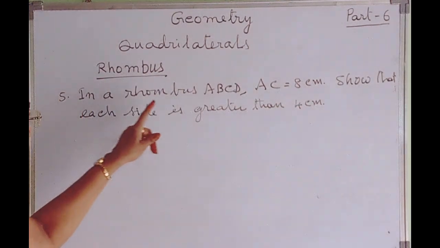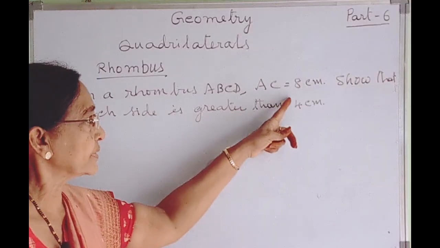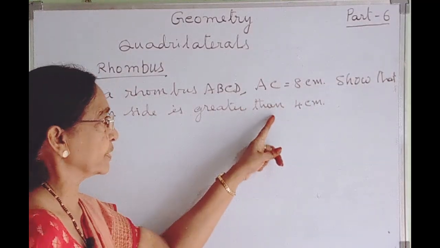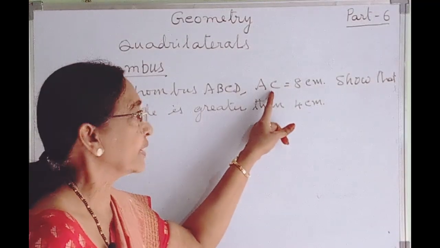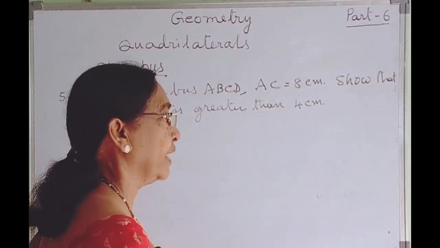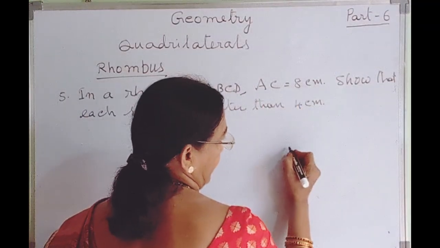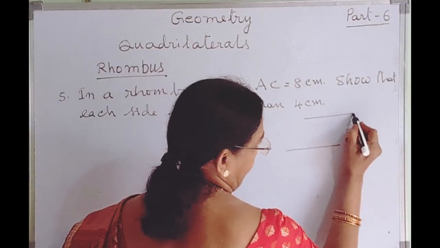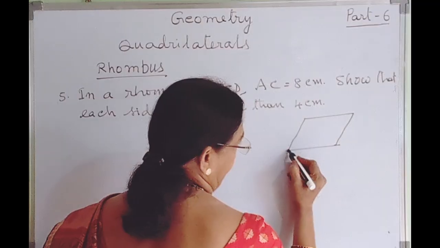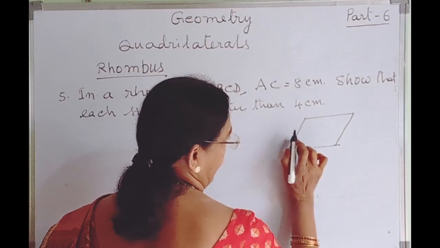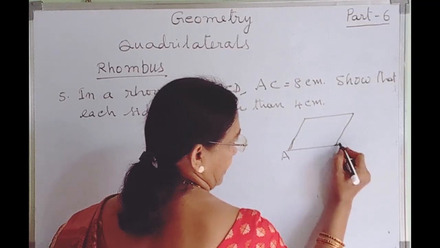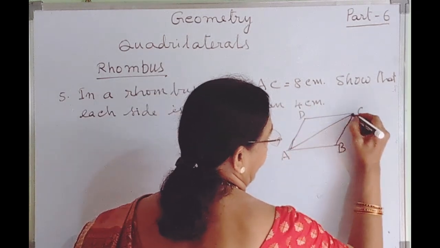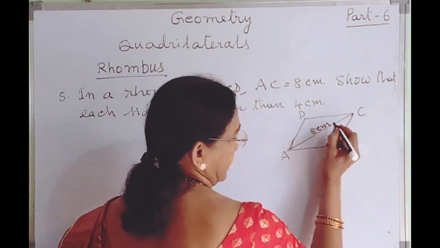Next, fifth problem. In a rhombus ABCD, AC is equal to 8 centimeters. Show that each side is greater than 4 centimeters. AC is a diagonal and it is 8 centimeters. Let us draw the rhombus. Here the diagonal AC is 8 centimeters.